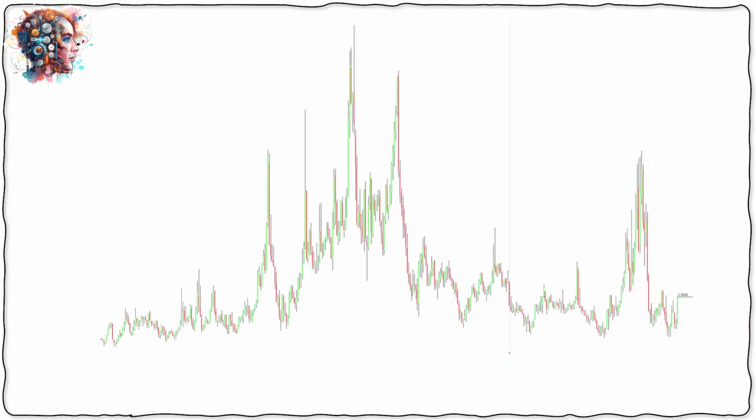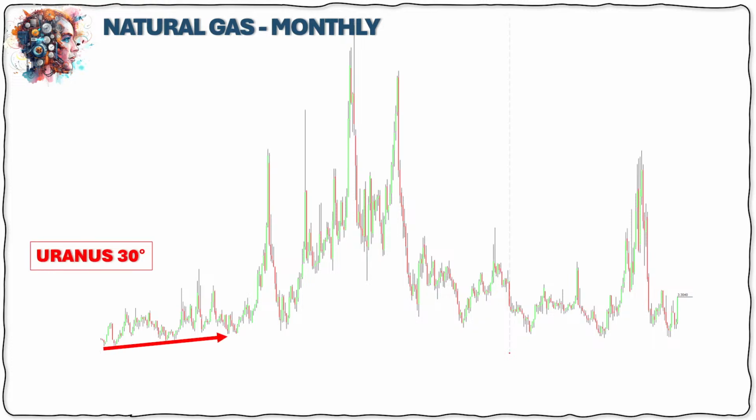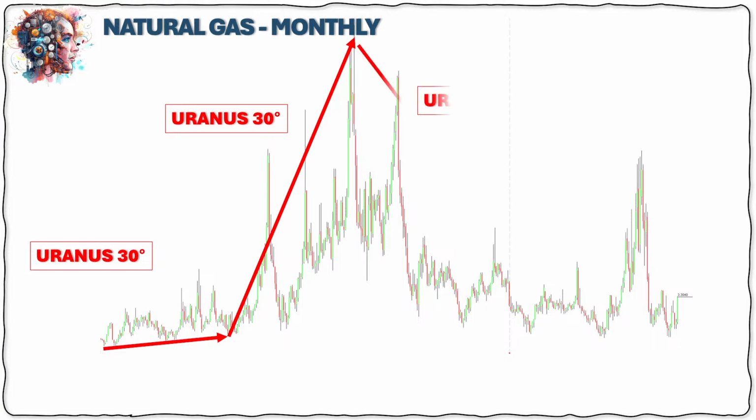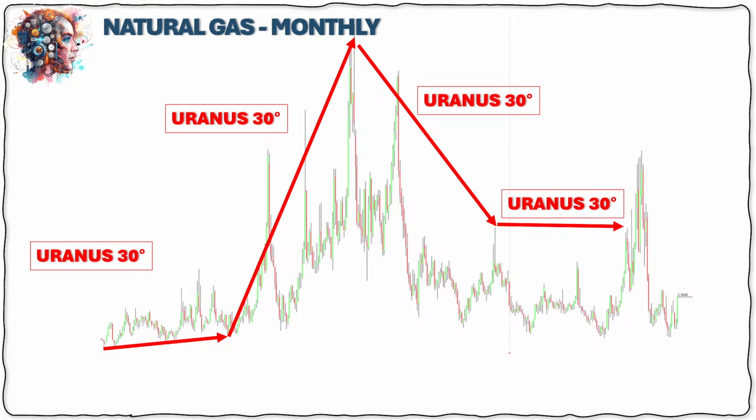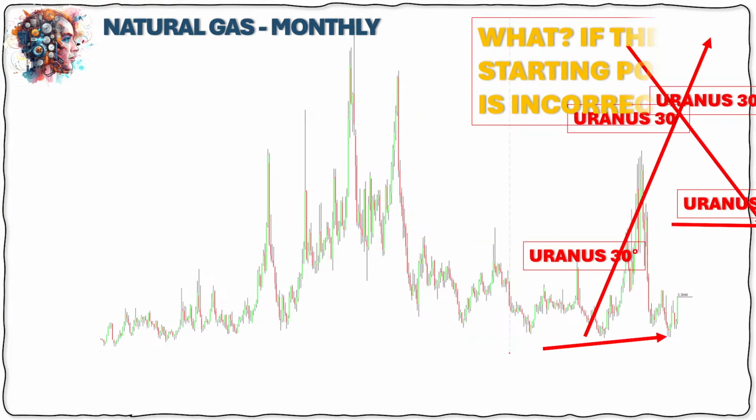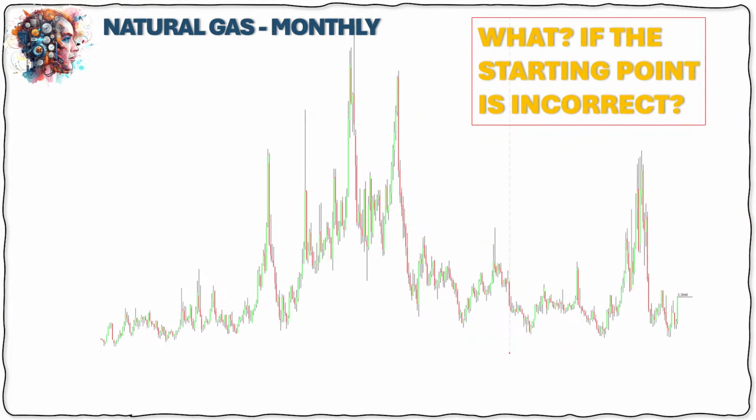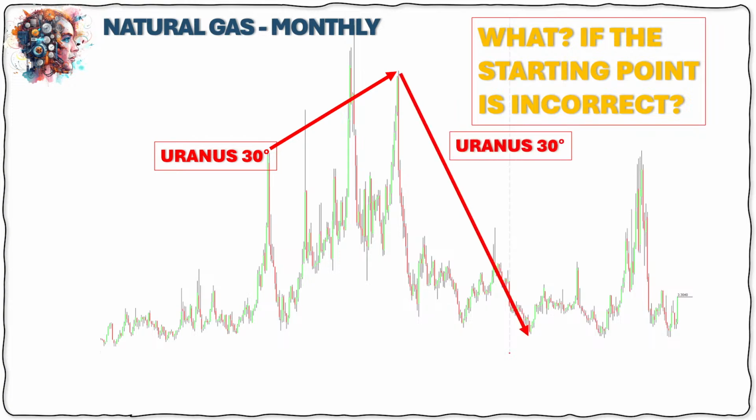Interesting. Alright. Now this is the natural gas monthly. Now if you look at it, this first 30 degrees was here, the next 30 degrees is here, the next 30 degrees is here, the next 30 degrees is here. So the question arises, what if my starting point is incorrect? It does not matter. Uranus 30 degrees will give you the same. Up, down, up. Or up, down, down.